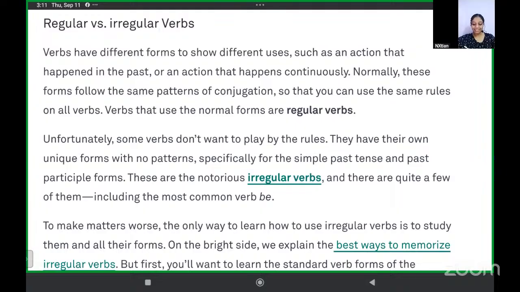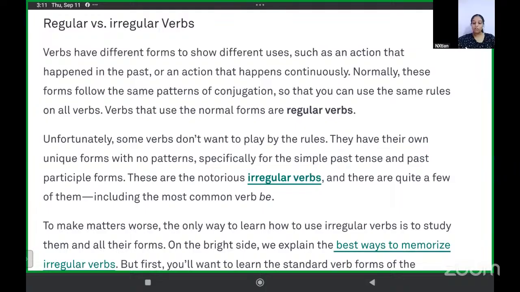To make matters worse, the only way to learn how to use irregular verbs is to study them and all their forms. Okay, regular and irregular verbs. Regular verbs just use their normal form. But irregular verbs have their own form.